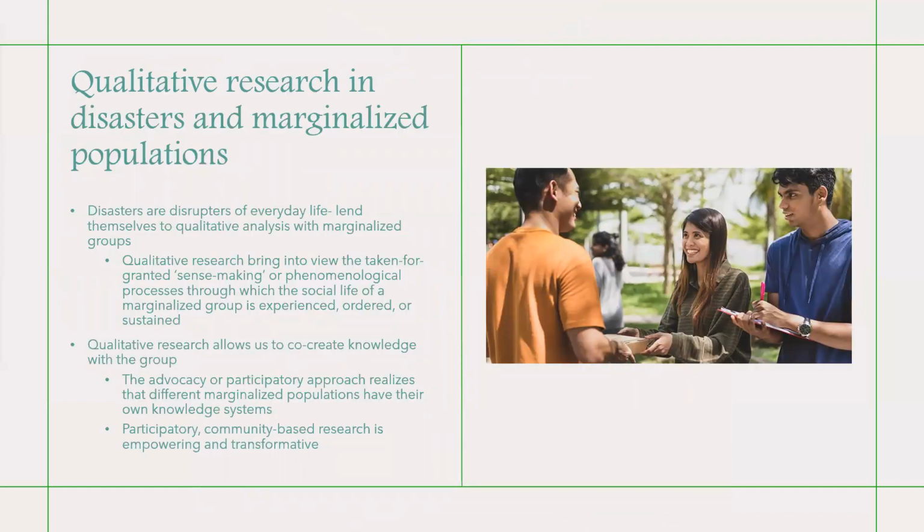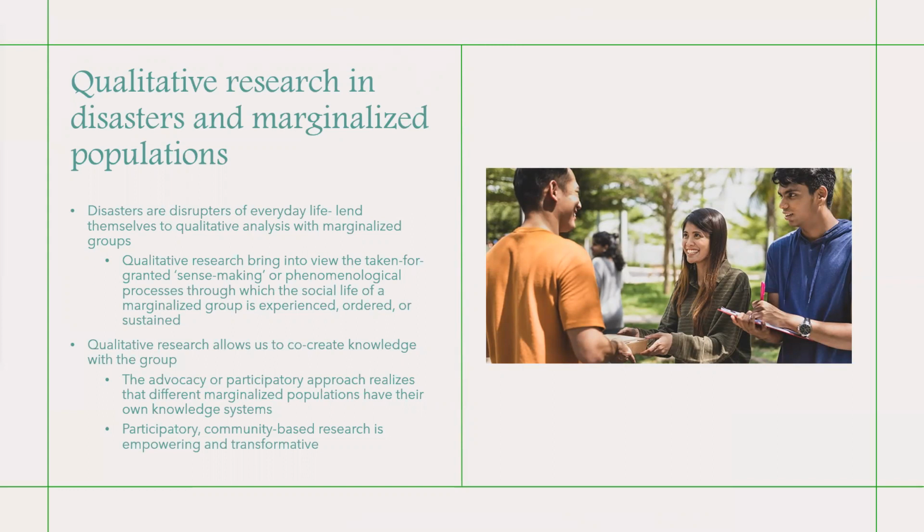One reason qualitative research lends itself to disaster research is because it can be particularly effective when studying and working with marginalized populations. So, this is definitely one of its strengths. For example, many research teams have conducted qualitative projects with older adults, like we saw in the last slide, youth, people with disability, people with a chronic condition, Indigenous groups, and other groups. Disasters are disruptors of everyday life, so they lend themselves to qualitative analysis with marginalized groups because they bring into view the taken for granted, or what's called sense making, or phenomenological processes through which the social life of a marginalized group is experienced, ordered, or sustained.